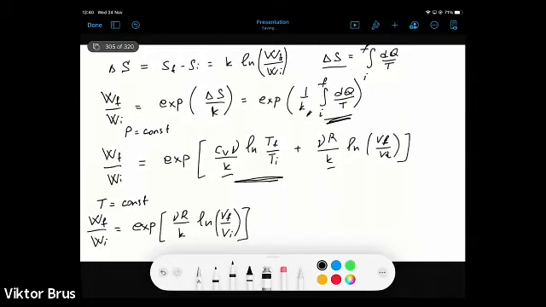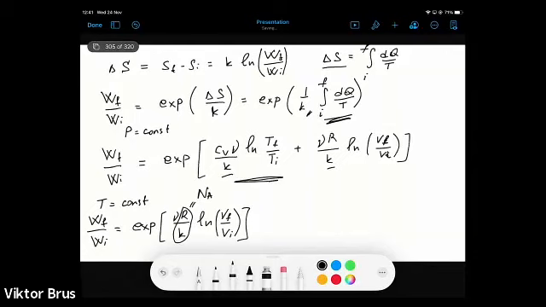Now, if we recall that the ratio of R, the universal gas constant, divided by k, the Boltzmann constant, should give us Avogadro's number. And also we remember that Avogadro's number, by the way, is by definition the number of particles in 1 mole of matter.